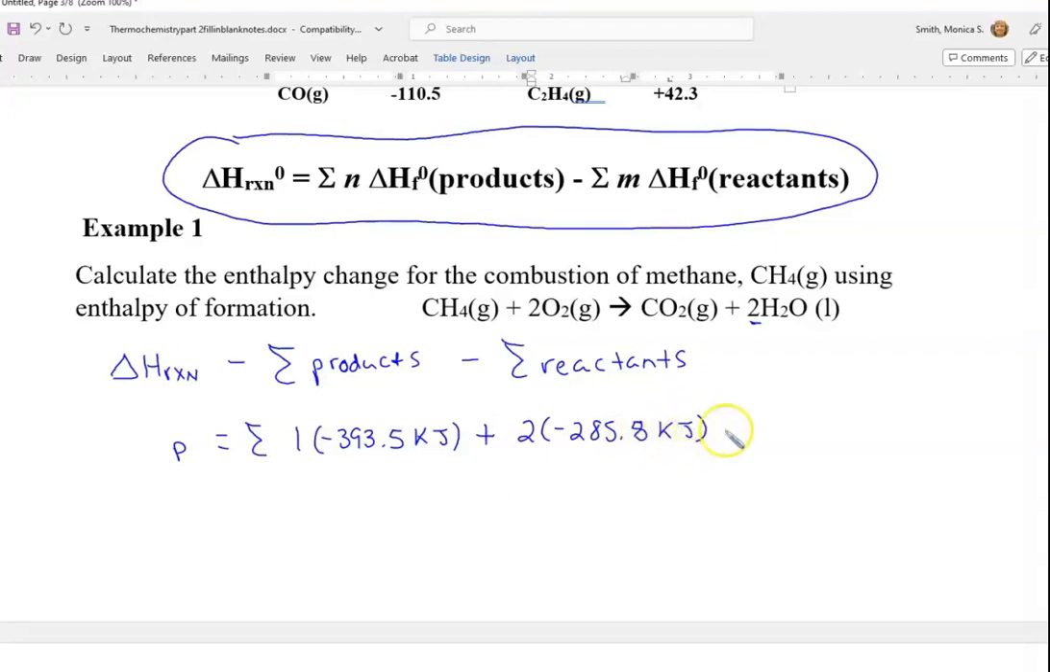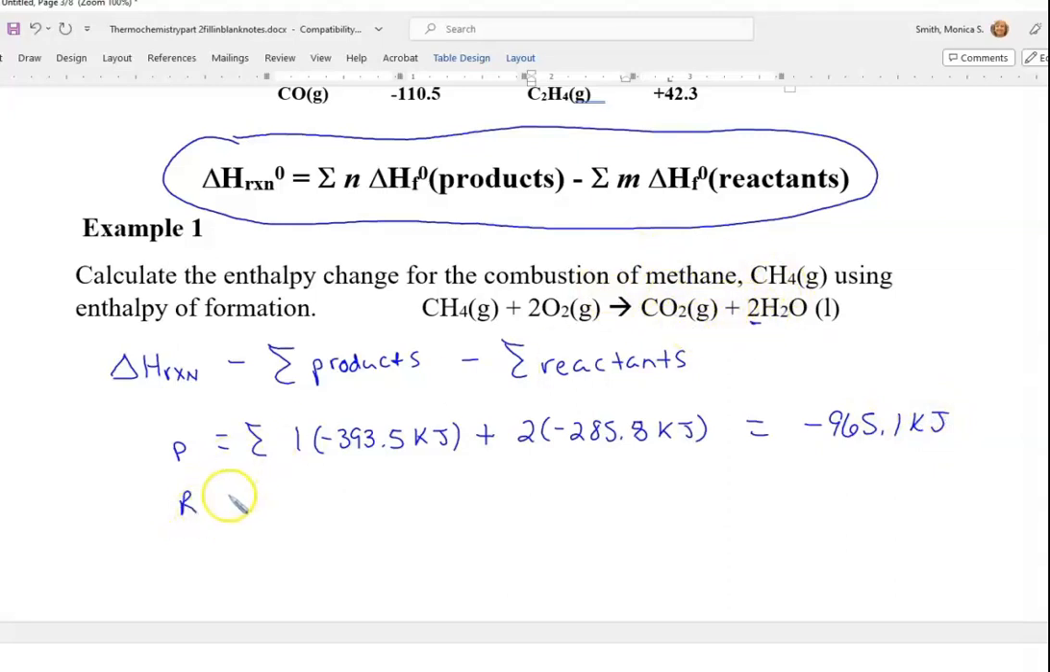I'm just going to figure out what that is, and it's safer just to do that. These are going out 1 decimal, so I'll go out 1 decimal. And we get negative 965.1 kilojoules. That was this product side over here.